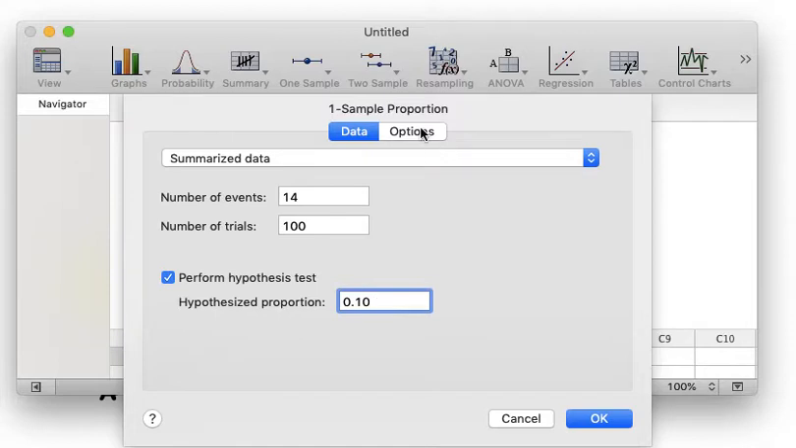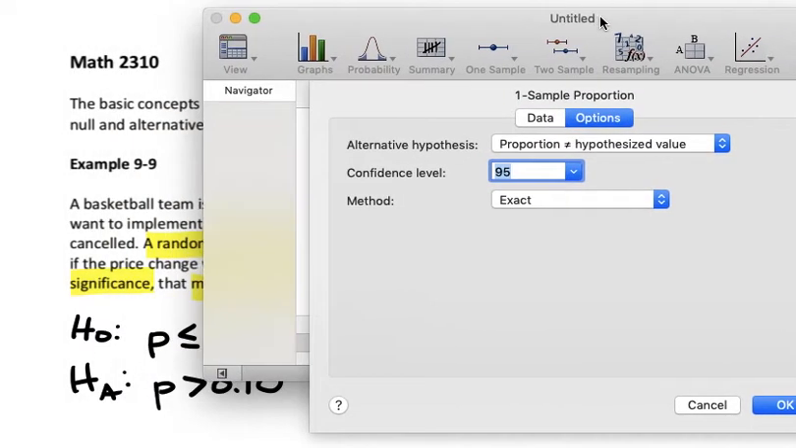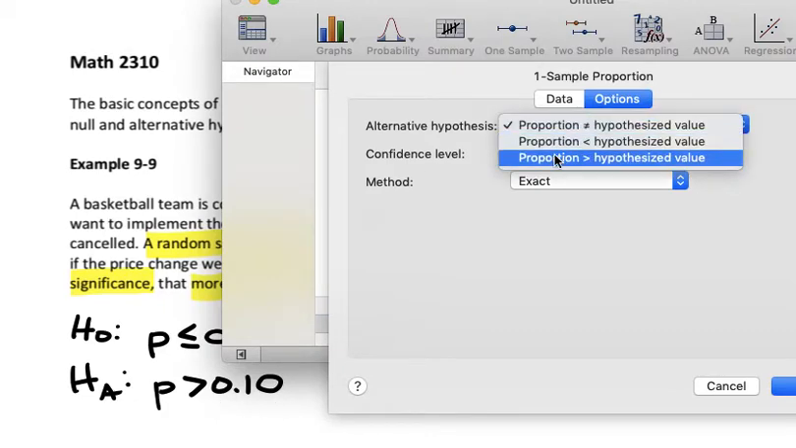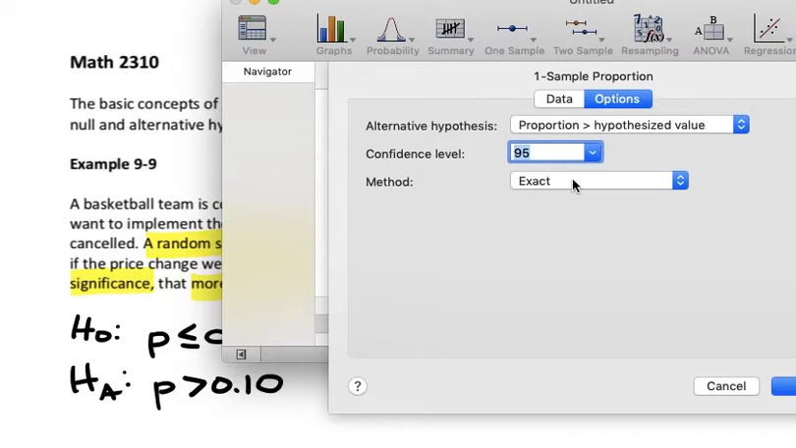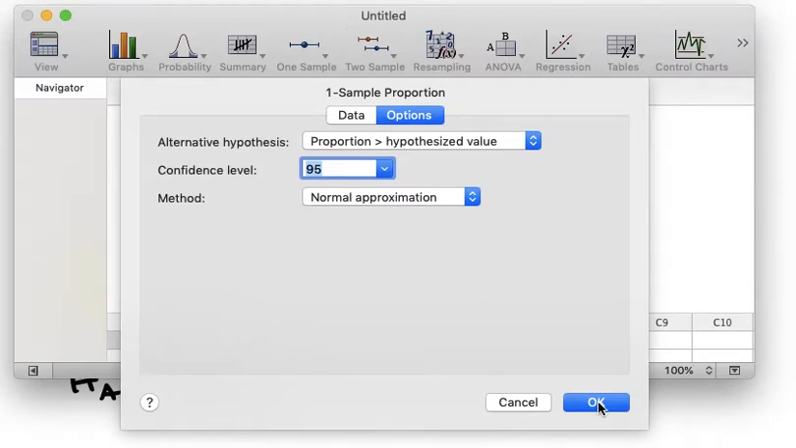Then I need to click over to options. I need to change the alternative hypothesis box to that the proportion is greater than the hypothesized value, because that's how I wrote my alternative hypothesis. And then I need to change the method from exact to normal approximation. Then I click OK.